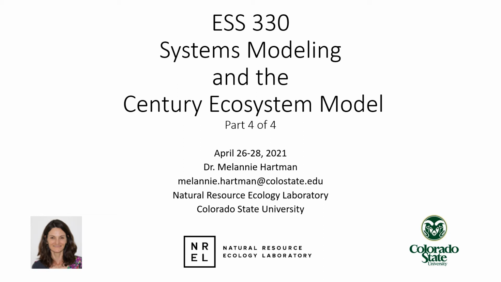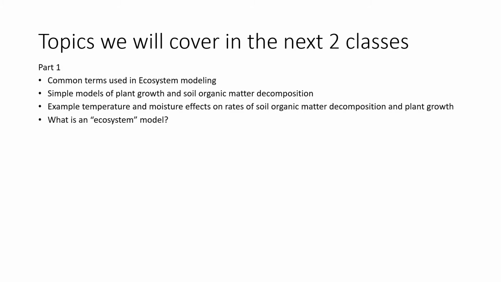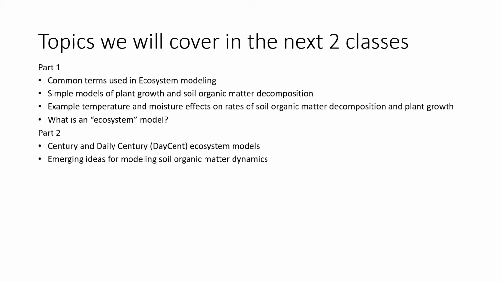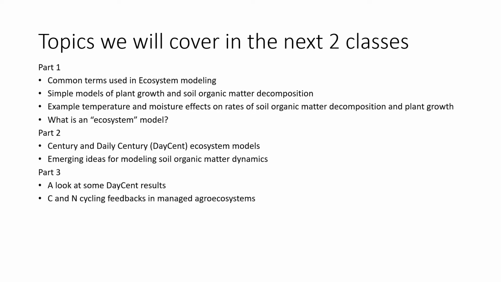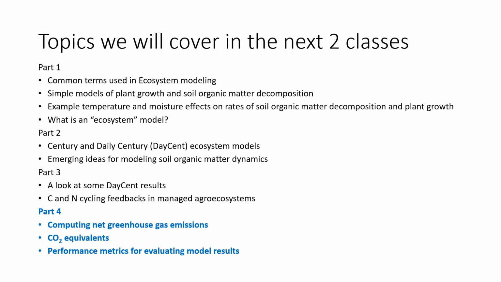Well, welcome to part 4 of 4 about ecosystem modeling and the Century and DayCent ecosystem models. In the first part, we talked about general ecosystem modeling concepts. Second part, we looked at the Century and daily Century models in detail. The third part, we examined some DayCent results and discussed how carbon and nitrogen cycling feedback on one another in managed agroecosystems. And finally, this will help you with your homework.